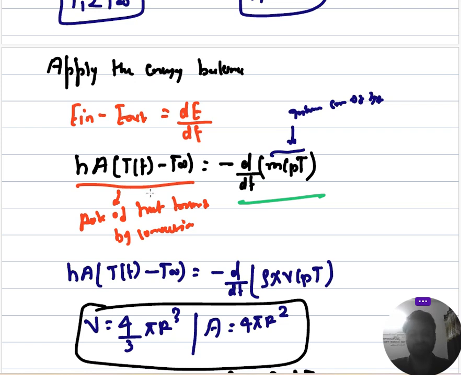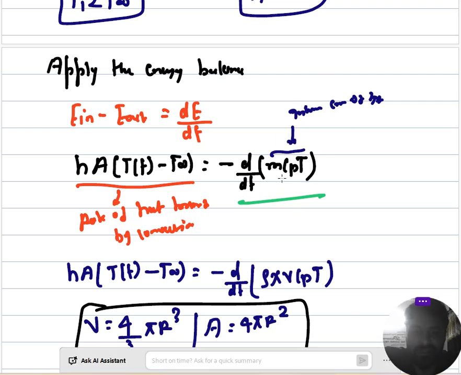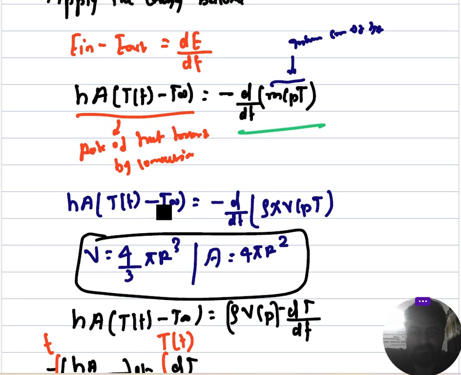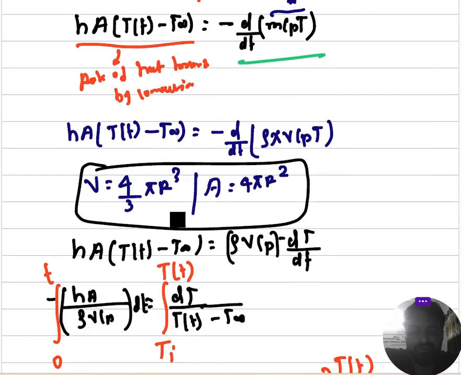So the rate of heat transfer by convection will be equal to the decrease in internal energy. The amount of heat being transferred from the solid will be equal to the rate of decrease in internal energy of the solid, which will be equal to the rate of heat transfer by convection here. So from here you can see h A (T(t) minus T infinity) equals minus d by dt of (rho V Cp T). Obviously you know the volume and surface area of the solid.